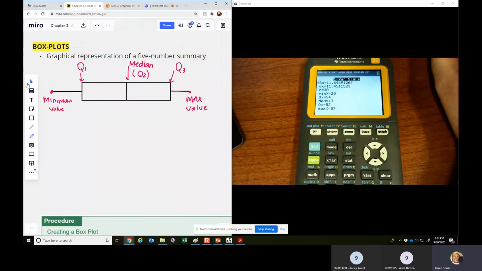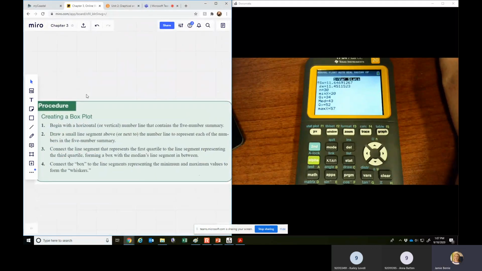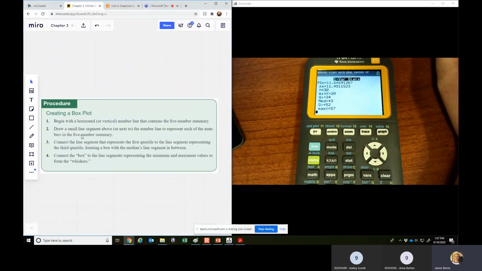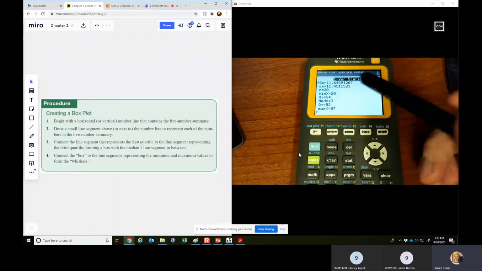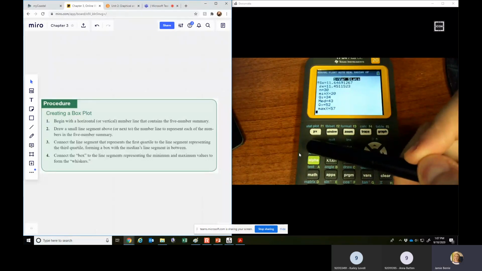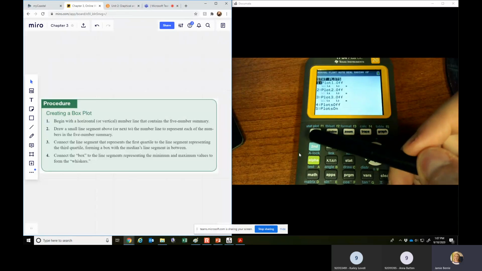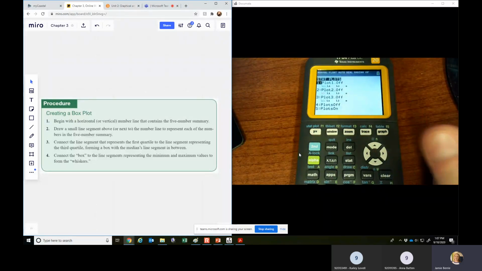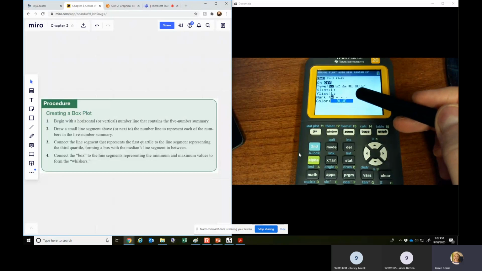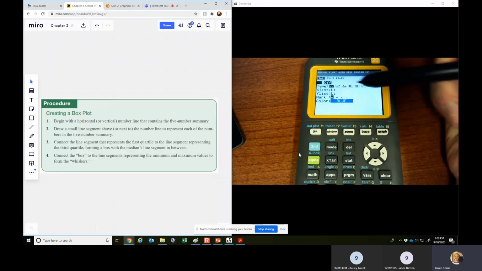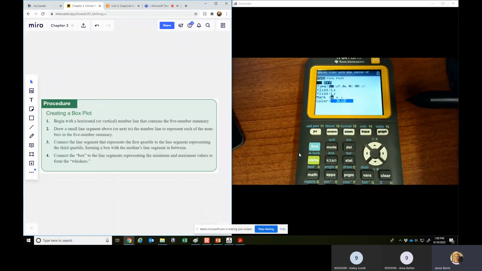All right, so the next thing I wanted to show you is these are the steps for creating a box plot. You can also create one on your calculator. If you go to second Y equals, that takes you to the stat plot list. If you click on that first one, you can see there's a box plot right there. So you can create one with your calculator. In this class, I won't ask you to draw any box plots. I'll just ask you to interpret box plots.